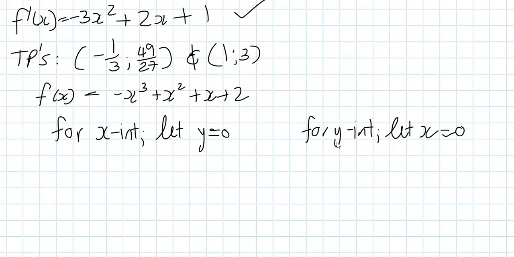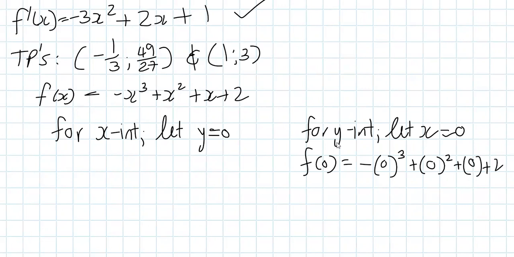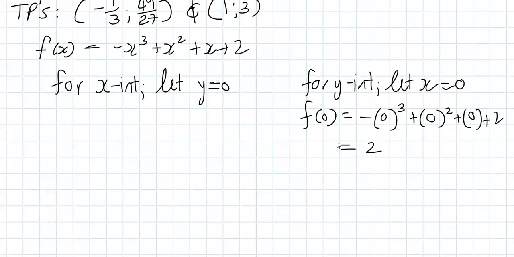Letting y equal to 0 is the harder one, so let's do x equal to 0 first. It would be f of 0 is -0 cubed plus 0 squared plus 0 plus 2. Obviously you could do this by inspection, but just to show the working behind it, it's just going to be 2. So our y-intercept will be 0, 2. We have our y-intercept done.